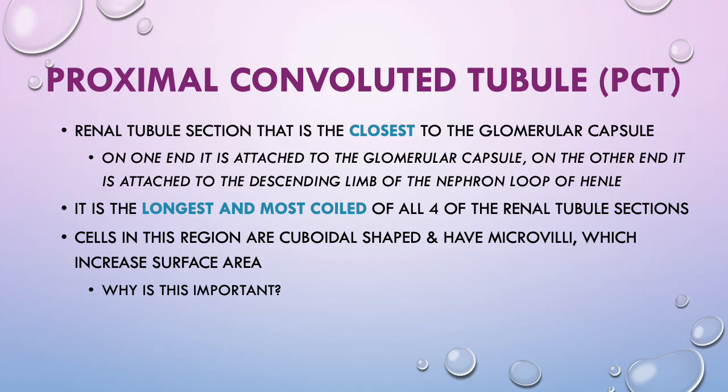Now we have the proximal convoluted tubules. This is the section that is closest to the glomerular capsule. This is also the longest and most coiled of all four renal tubule sections. Inside, meaning in their inner layer, they're lined with cuboidal epithelium that has microvilli. This increases the surface area, meaning that they're going to be doing something akin to reabsorption, right?